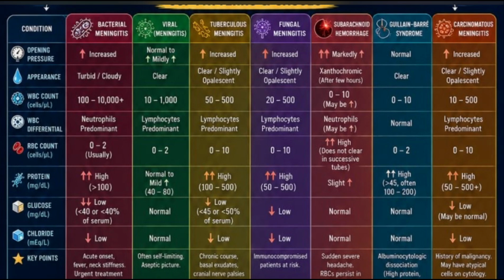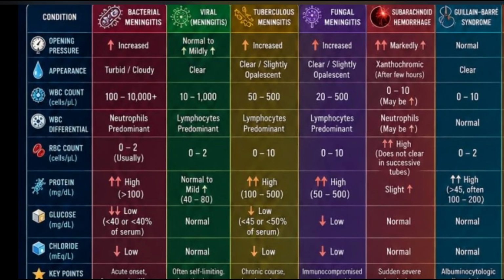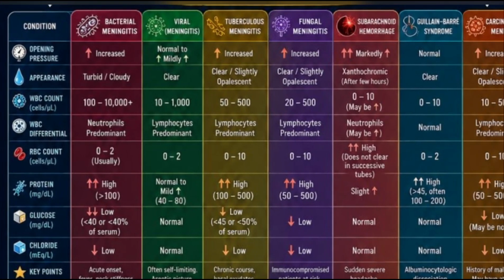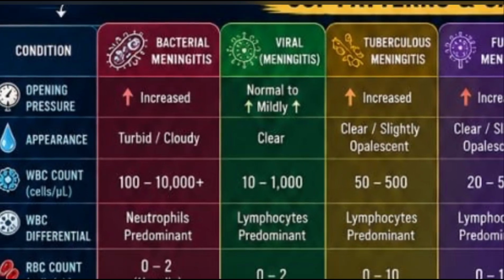Now let's learn pattern recognition. Whenever you are seeing CSF interpretation, we look at opening pressure, appearance, white blood cells, white blood cell differential, RBC count, protein, glucose, chloride, and some key points, meaning symptoms and clinical features. First, we can see bacterial meningitis. In bacterial meningitis, it's a very important emergency condition.